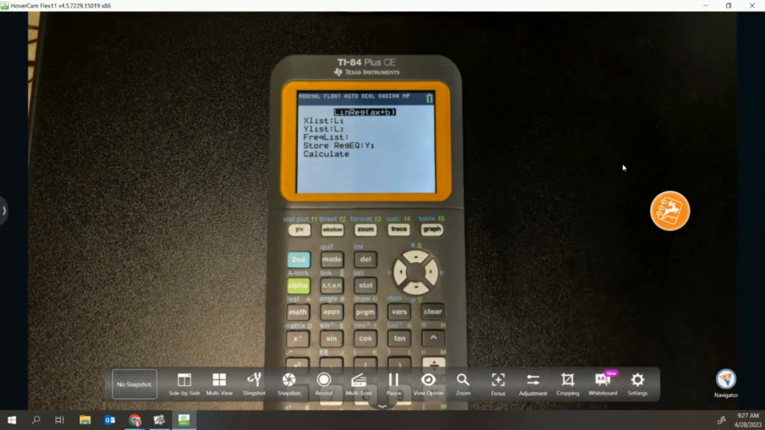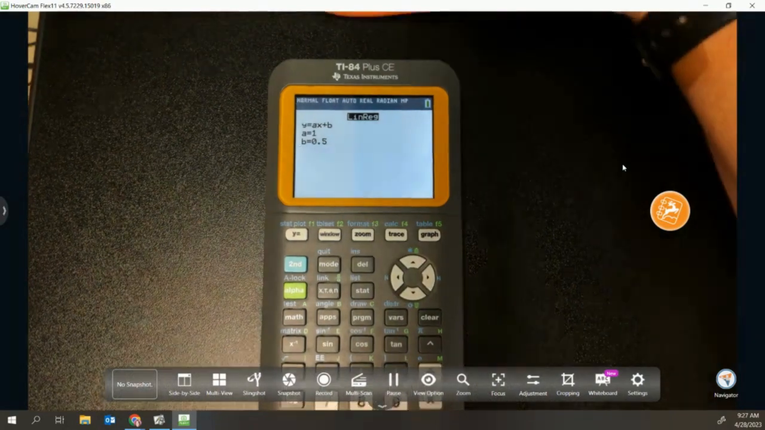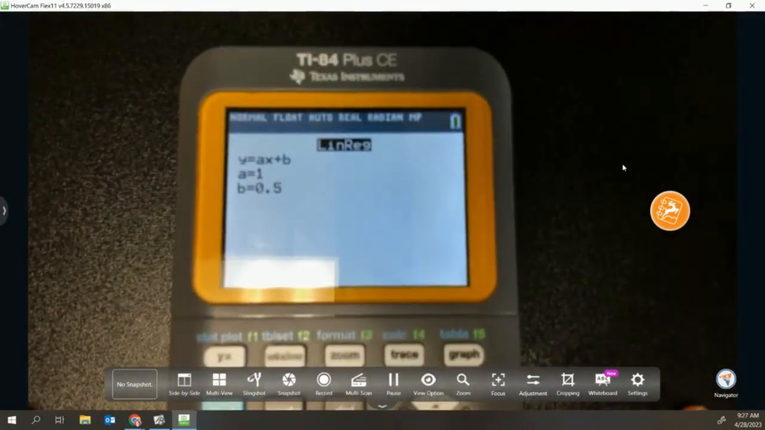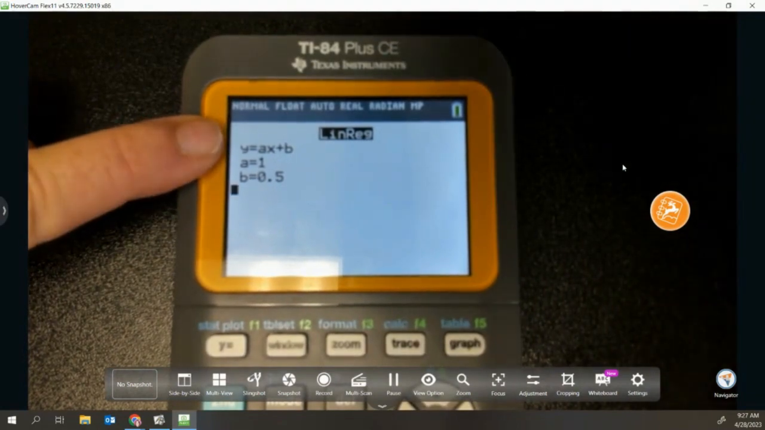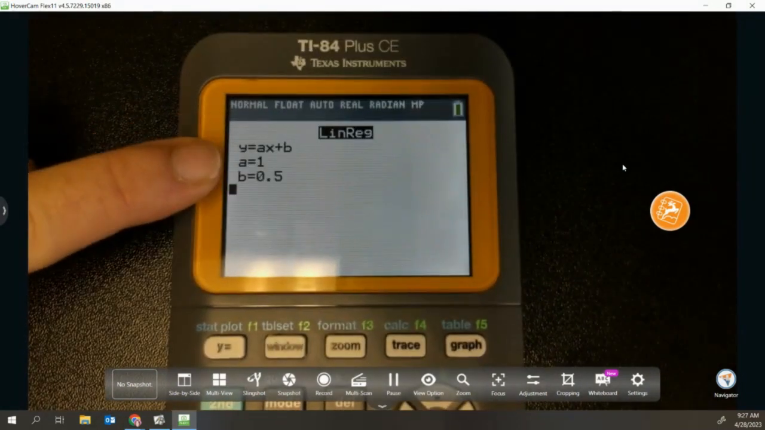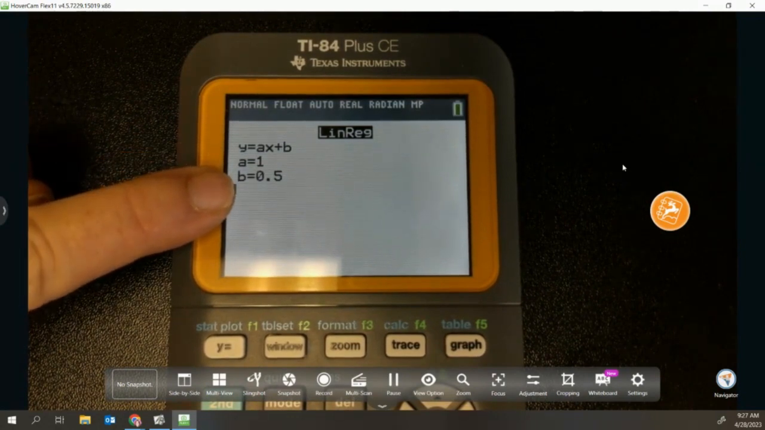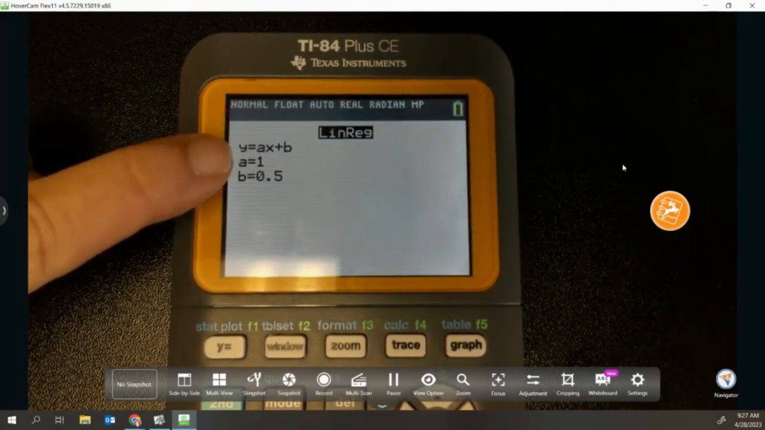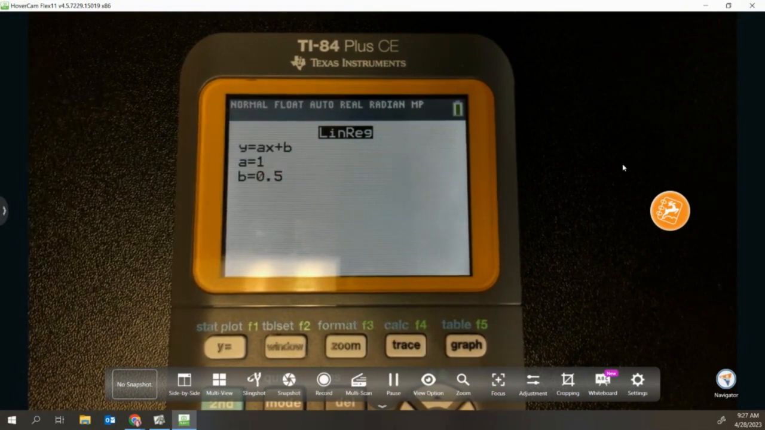Then we come down here to calculate, and then just press enter. Okay, and then we're on calculate. Your cursor is on calculate, press enter. Once we get to this screen, here's your function, y equals ax plus b. It tells you what a is. It tells you what b is. So you're going to put a 1 in place of the a and a 0.5 in place of the b. That's your equation. Okay, so the calculator just created the equation for you.